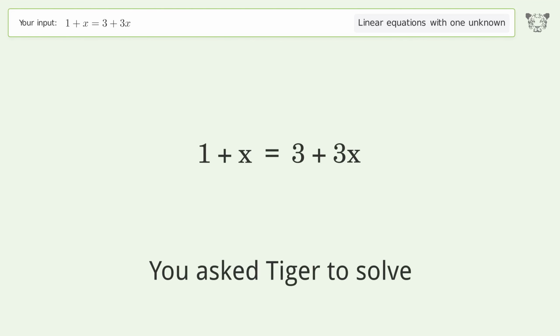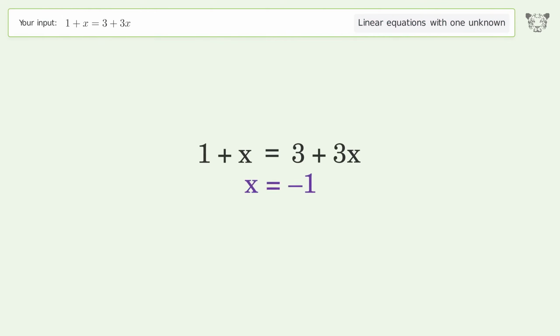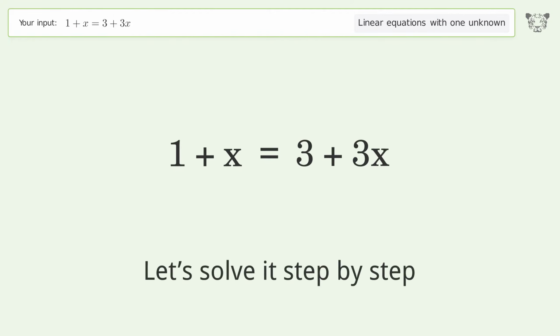You ask Tiger to solve. This deals with linear equations with one unknown. The final result is x equals -1. Let's solve it step by step.